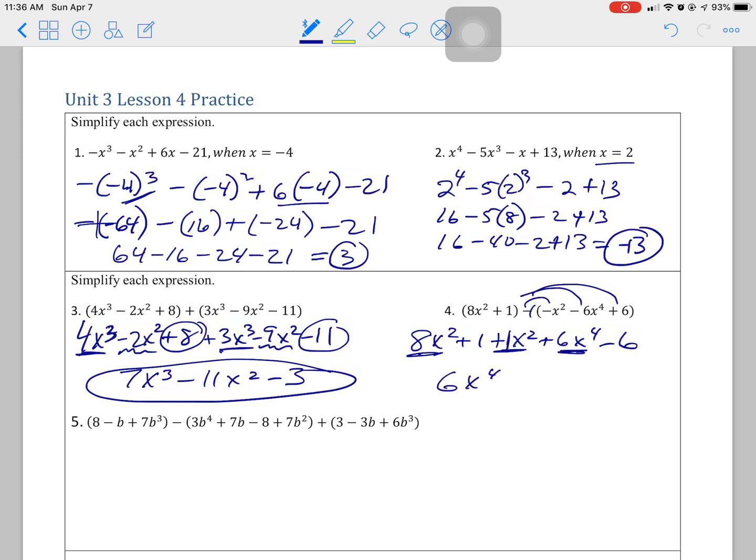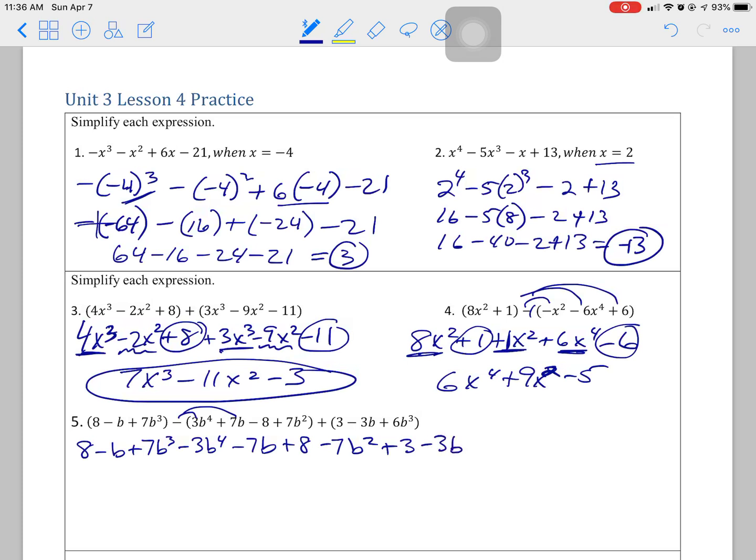Then there's 9x squared. Oops. That's a 2. And then that is a minus 5. All right, this one got to get distributed. So this one I'm not touching. Notice there's no like terms in that parentheses, so I'm just going to take the parentheses off. This one I'm going to distribute and take the parentheses off. This is a positive and there's no like terms, so just taking the parentheses off.